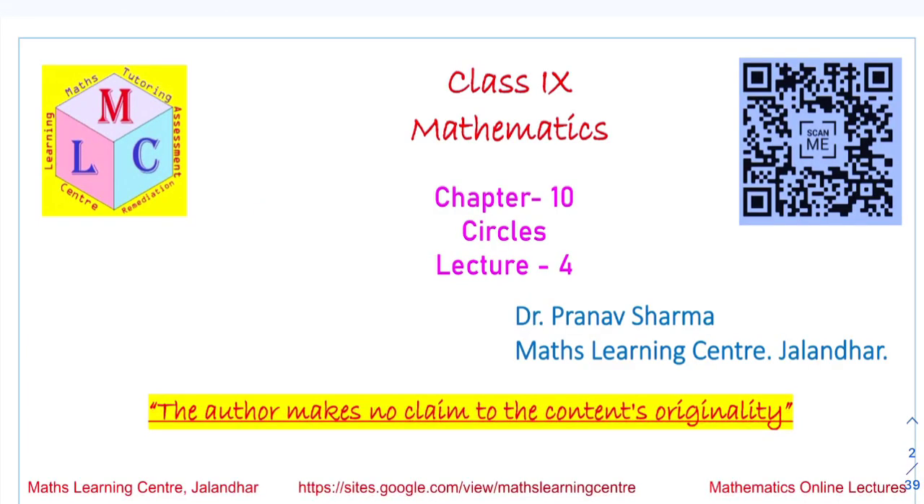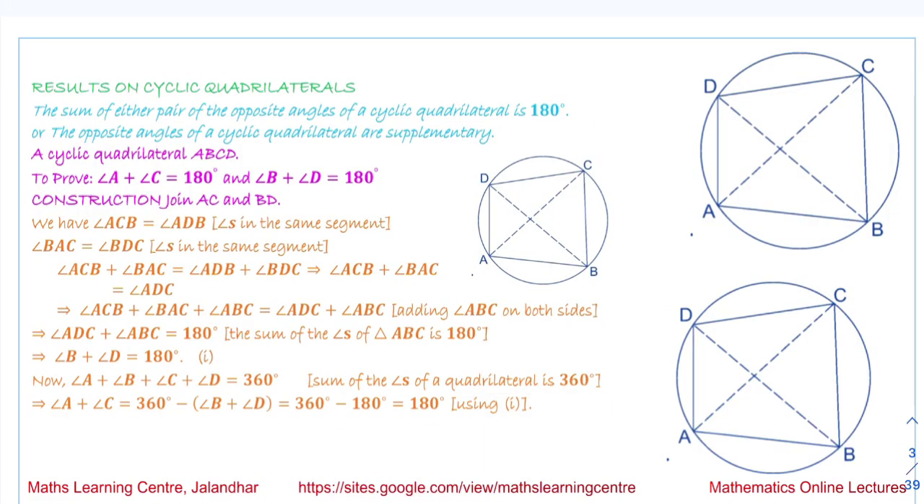We are going to start now lecture 4 of chapter 10, class 9th mathematics, Circles. In this lecture we will talk about the results related to cyclic quadrilaterals. A cyclic quadrilateral is a quadrilateral all of whose vertices lie on a circle.